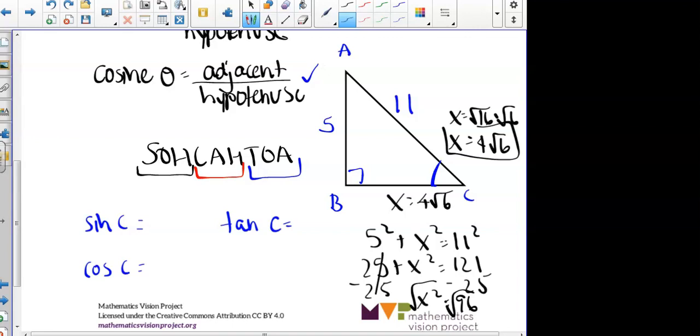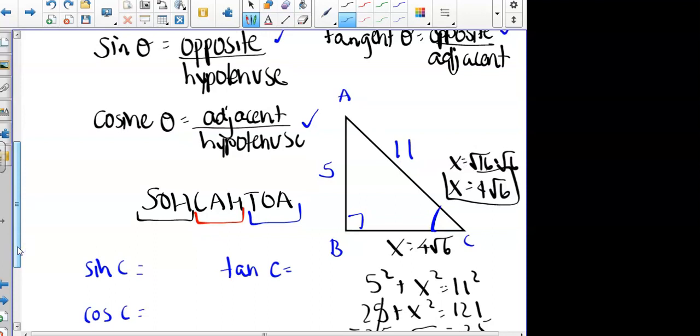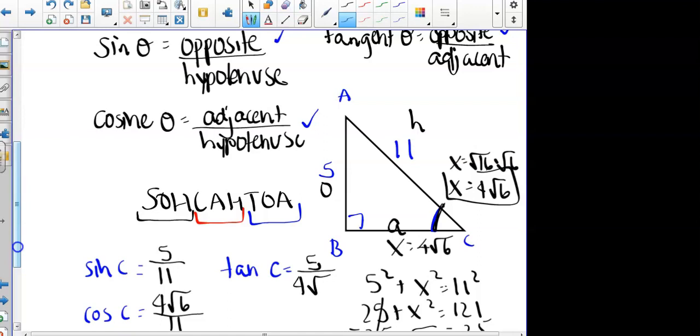So the standard for this lesson is being able to write our ratios. We know from sine, opposite our reference angle C, this is O, this is A, and this is H. So the opposite side is 5 and the hypotenuse is 11. The cosine of C is adjacent over hypotenuse, so that would be 4 root 6 over 11. And the tangent of C will be the opposite side length of 5 over the adjacent 4 root 6.